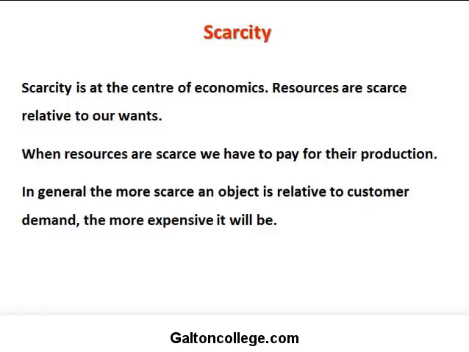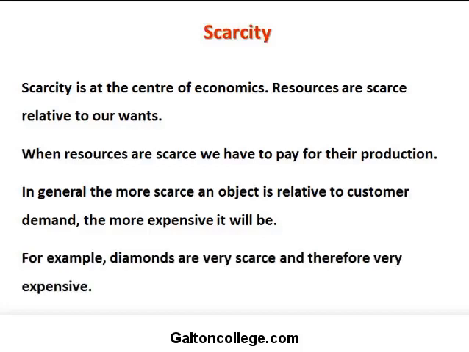In general, the more scarce an object is relative to customer demand, the more expensive it will be. So we can link scarcity to price. For example, diamonds are very scarce and therefore very expensive. Diamonds are very scarce relative to ends, to wants.